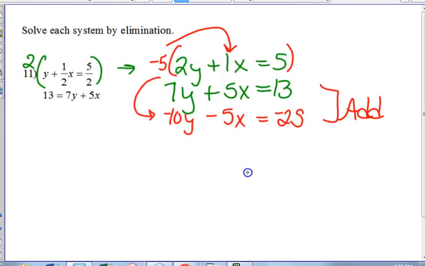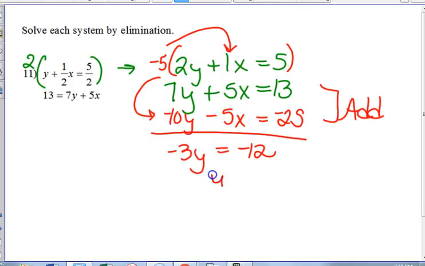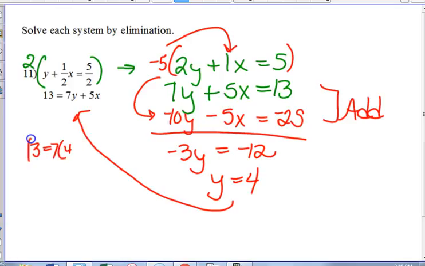Because they're not in the right order? Is that what's bothering you? Positive 4? Somebody else get positive 4? Yeah. Okay. I think I'll put it in this equation. It is a y, so I get 13 equals 7 times 4 plus 5x.